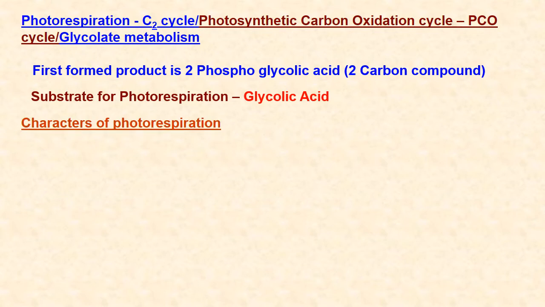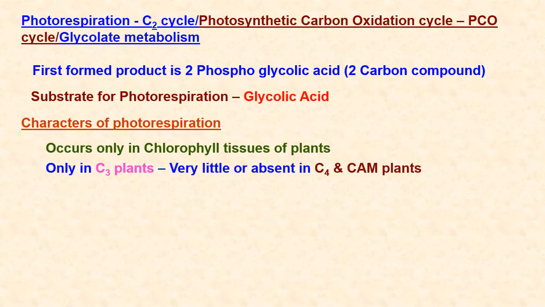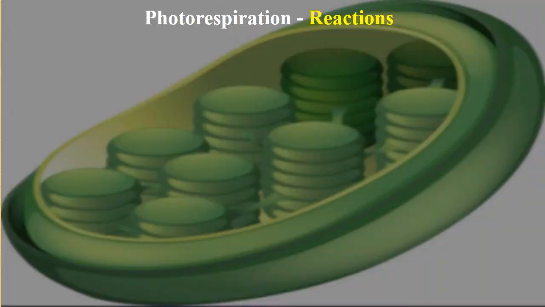Next, the characters of photorespiration. It occurs only in the chlorophyll tissue of plants, and it occurs only in C3 plants and is very little or absent in C4 and CAM plants. Here, three cell organelles are involved: chloroplast, peroxisome and mitochondria. These three cell organelles are important with regard to the photorespiration process. Let's see the step-by-step reactions occurring in the photorespiration process.